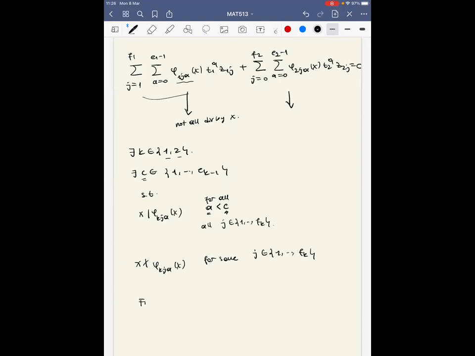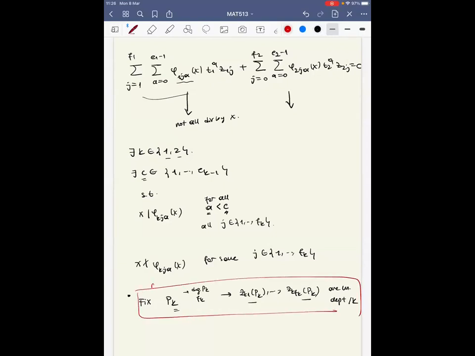So now, fixing the degree f_k, our claim is to get a contradiction, such that these elements in the corresponding residue class field are linearly independent over k. So this is our aim: to get a contradiction from this equation.